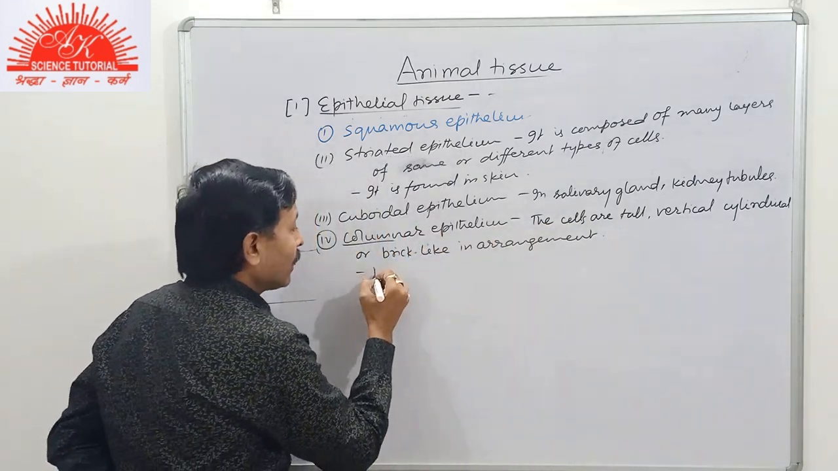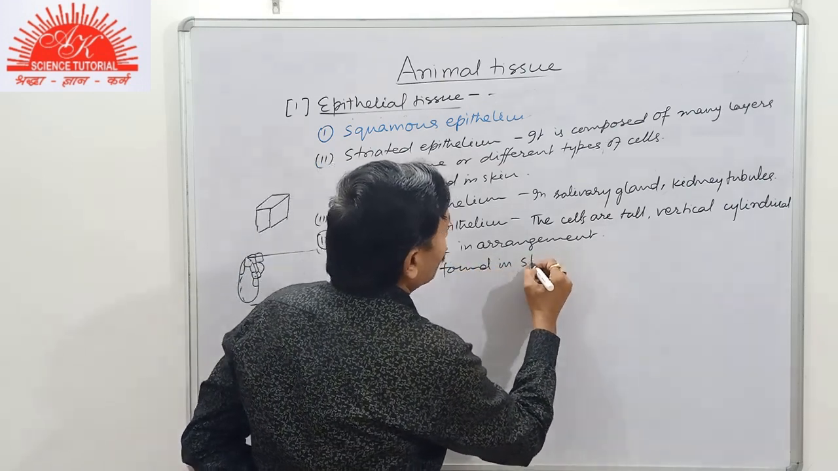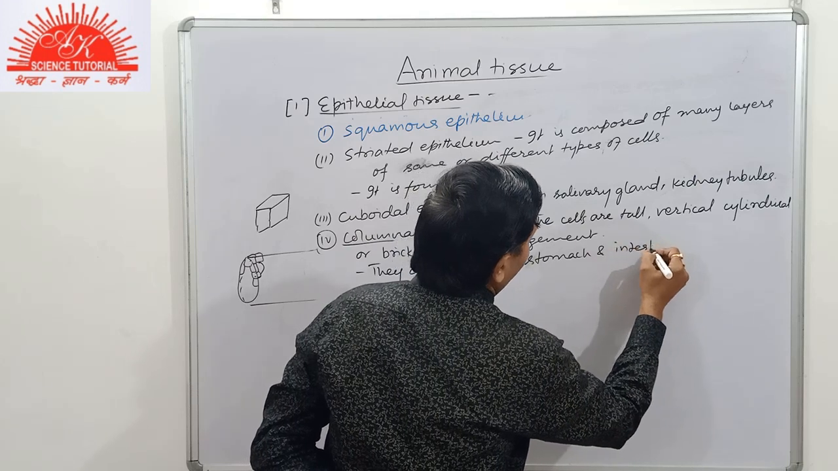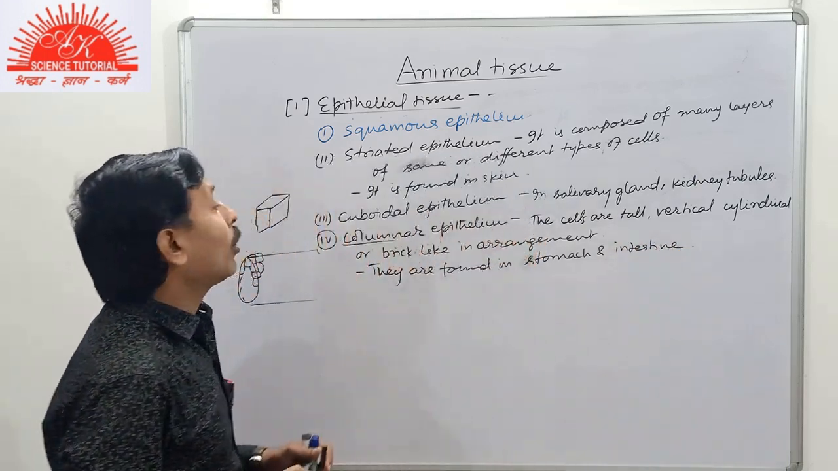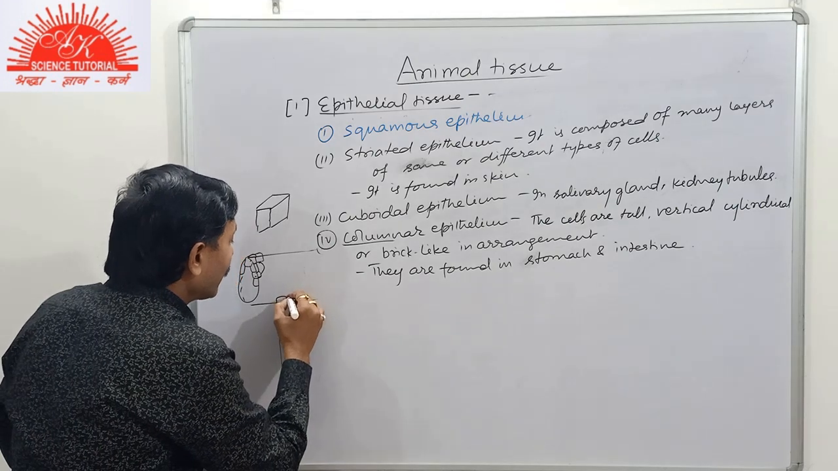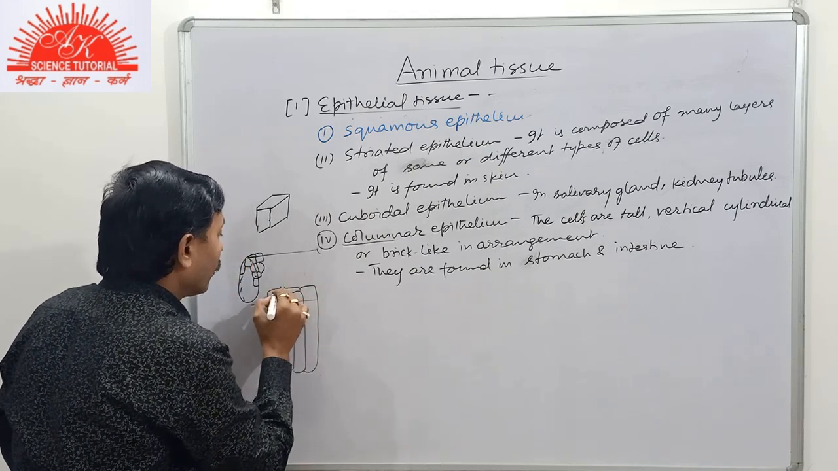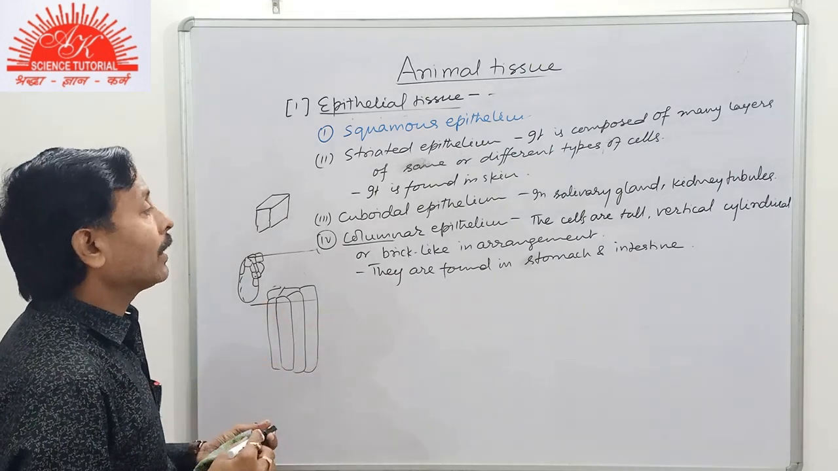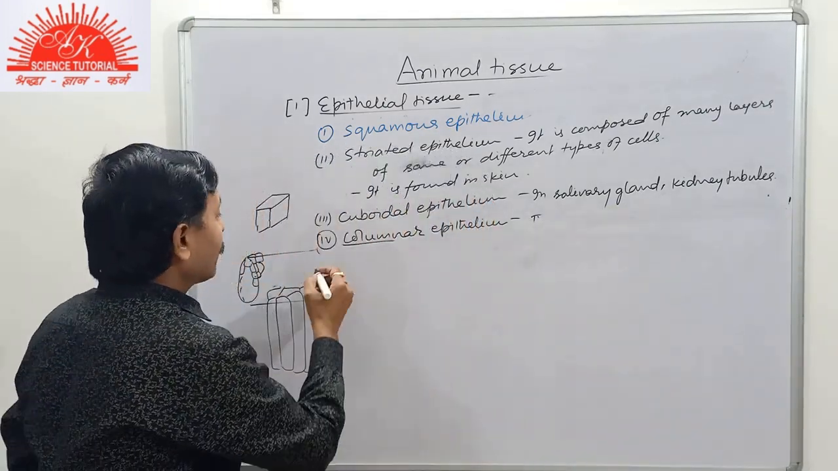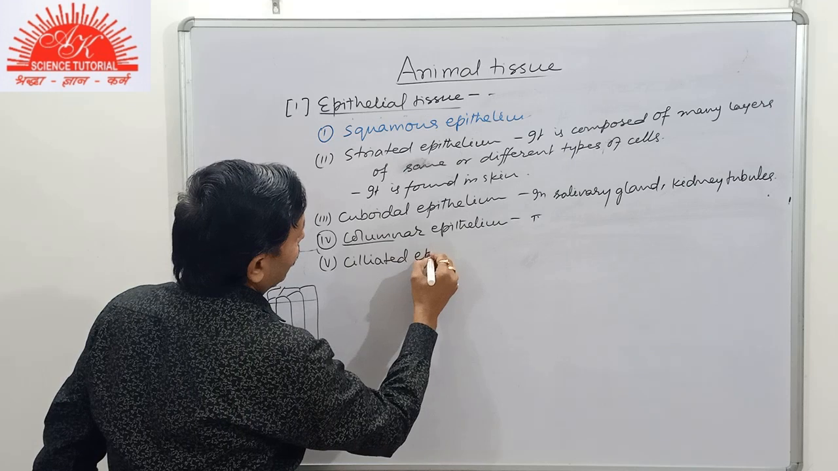Now columnar epithelium, they are found in stomach, lining of stomach and intestine. So this is columnar epithelium. As the name suggests, there will be tall, cylindrical or brick-like cells. That may be here, the cells will be present in the form of this like. So this is the tall pillar, like, that is the cylindrical or brick-like in arrangement. Now the next type of epithelial cell is ciliated epithelium.